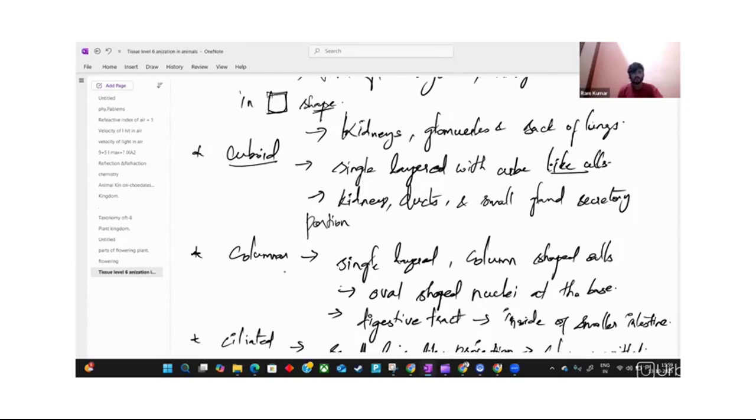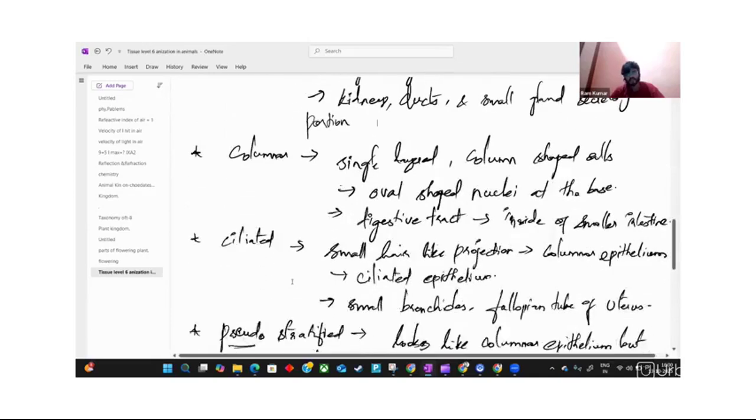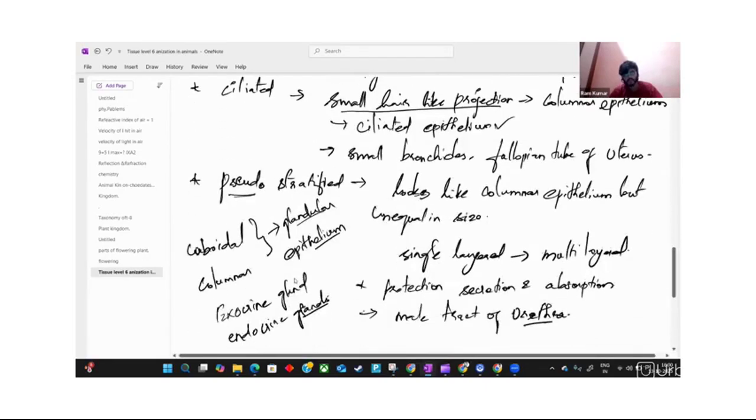The third one is columnar epithelium. It is a single layer of column-shaped cells which have oval-shaped nuclei at the base. It is predominantly found in the digestive tract, which means the inside of our small intestine. Ciliated epithelium is a columnar epithelium with small hair-like projections. We can find it in the small bronchioles and the fallopian tube of the uterus. Pseudostratified epithelium looks like columnar epithelium, but the cells are unequal in size.